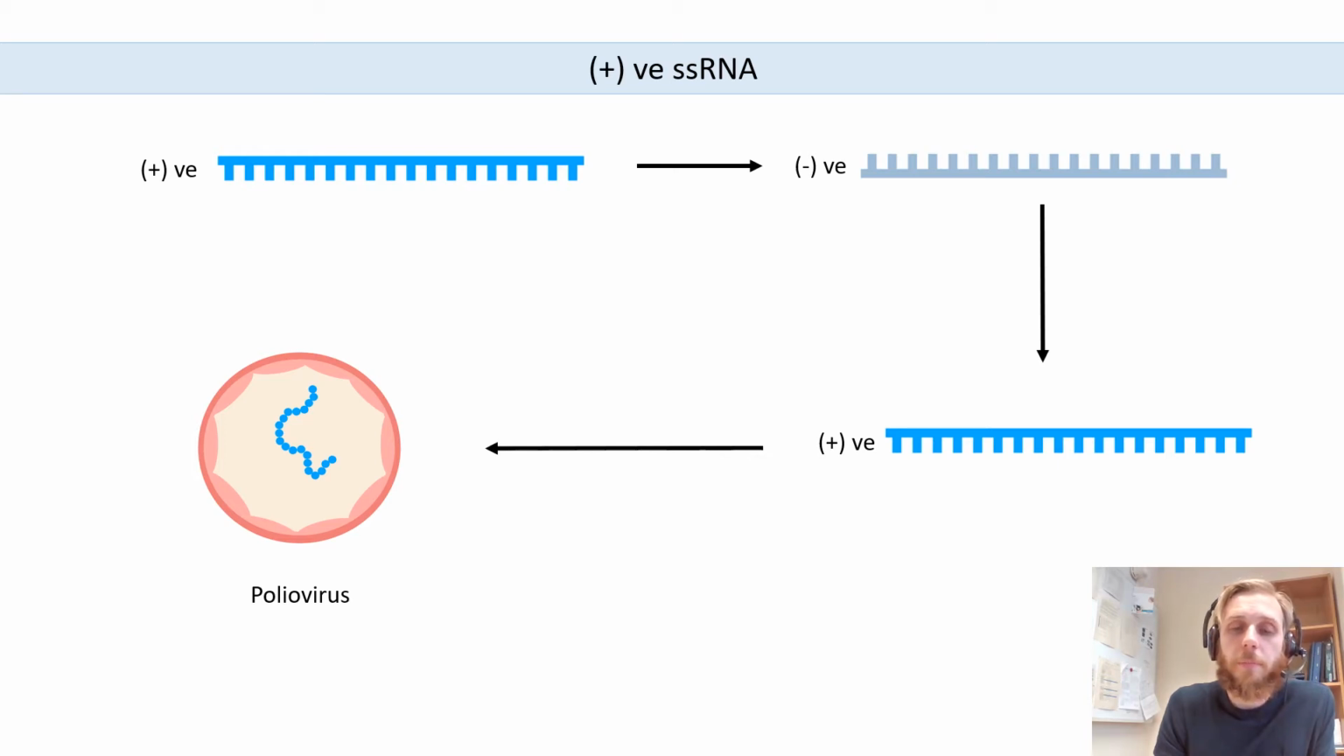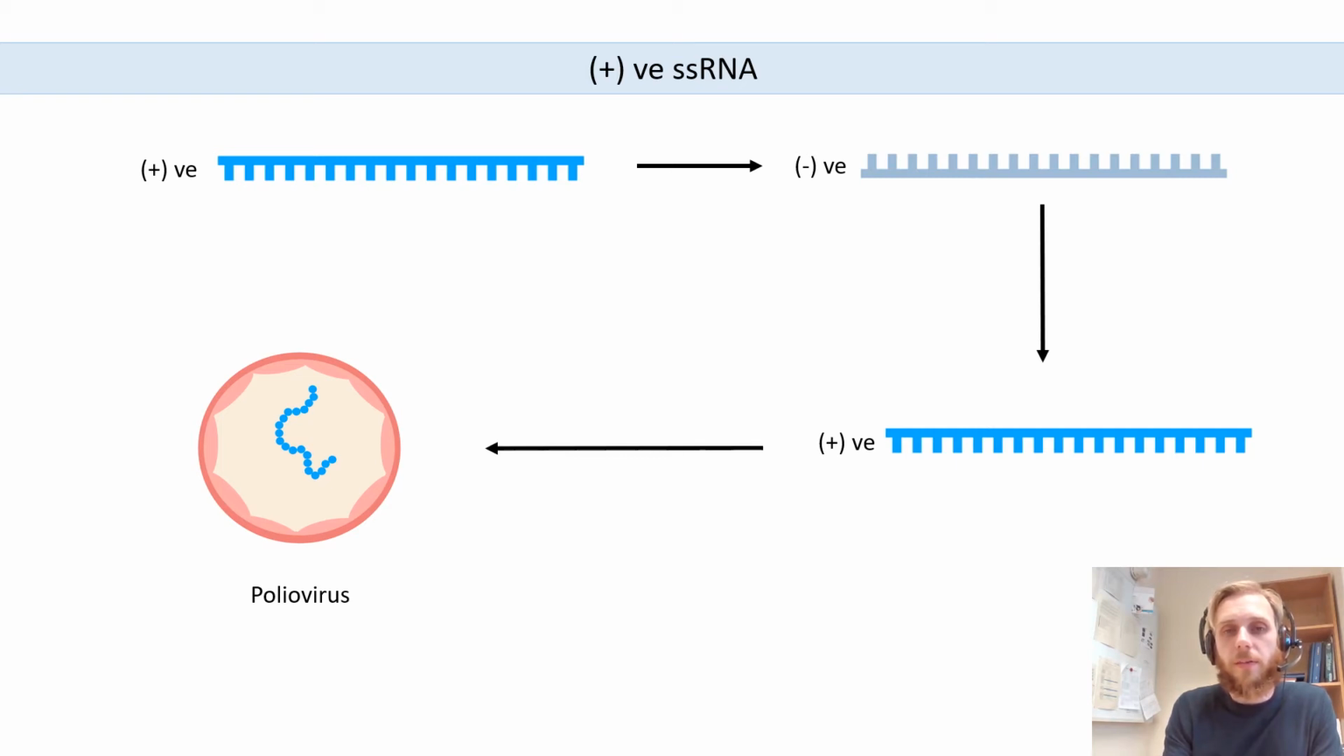A good example of a virus that replicates its genome in this way is poliovirus. Poliovirus is a positive sense single-stranded RNA virus. It's a good example because it's pretty clear cut. Also, we talk about it in later lectures as a virus that causes human disease. It replicates in motor neurons and causes paralysis. So it's an interesting virus.